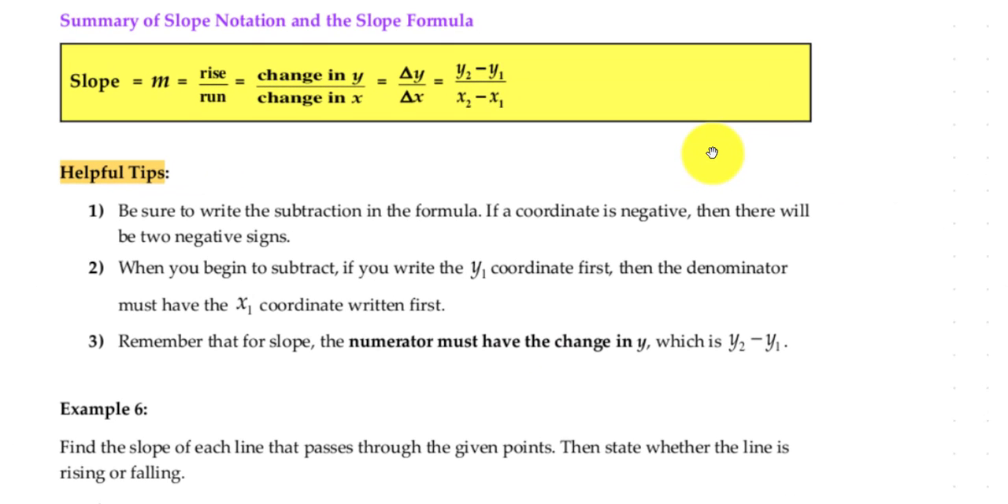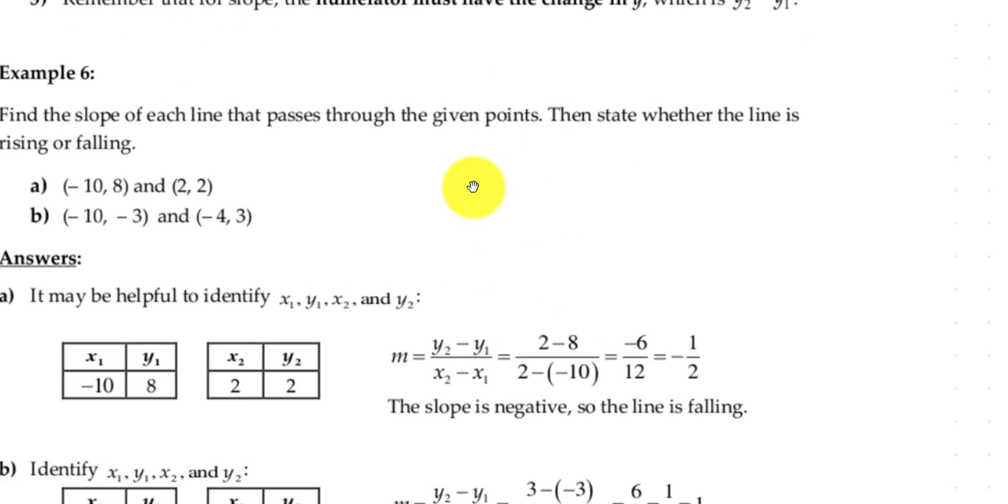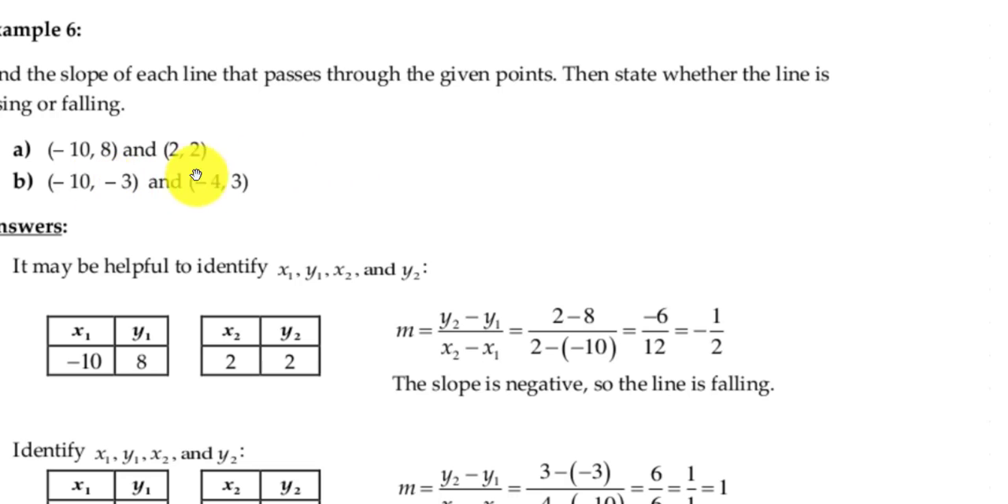Hello class, in this video we'll continue to work through problems from section 2.8. In the last video we talked about slope as the rise over run, or the change in y over the change in x, which could be read as delta y over delta x, or y2 minus y1 over x2 minus x1. So if I were to give you 2 points and ask you to find the slope between them, could you do it?